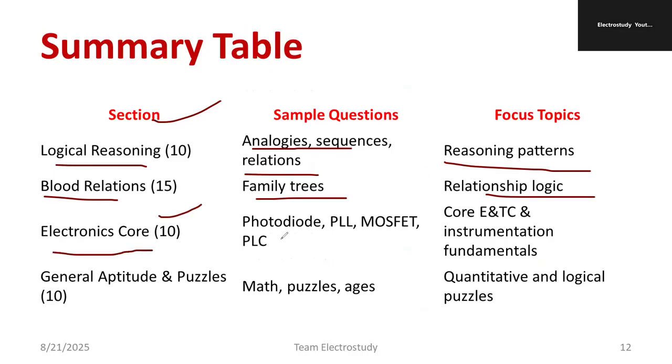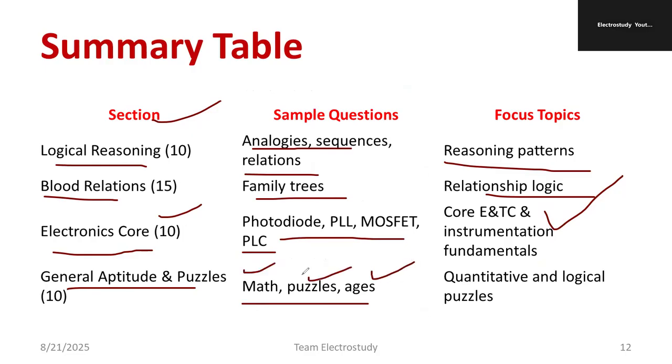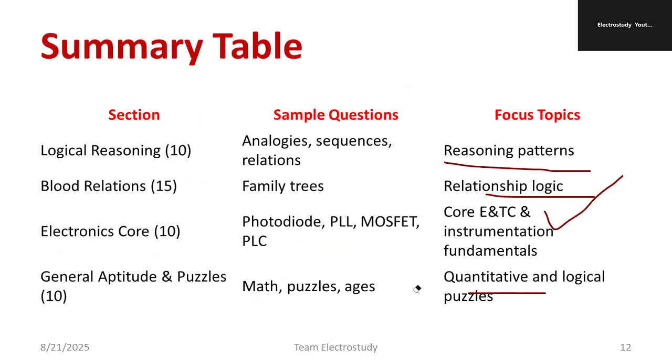Electronic core: photodiode, PLL, MOSFET, etc. So go for core electronics and communication basics, then instrumentation fundamentals. You should know about different types of meters, digital multimeter. How does a digital multimeter operate? What is the operation of CRO? Different types of Lissajous patterns. Those things also you can go through. General aptitude, go for basic maths, puzzles, ages. You refer to some NCERT textbook formulas. Then quantitative and logical puzzles are important. So these are actually the important tips you can prepare for your exam.